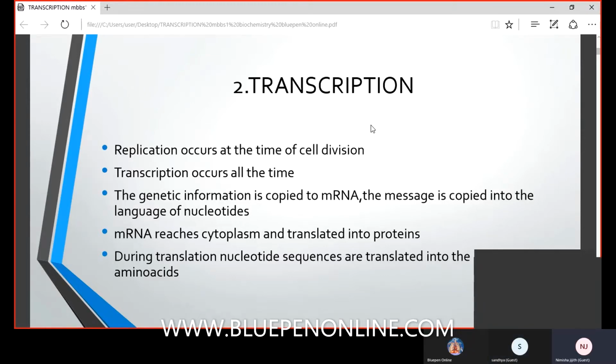But in case of translation, what happens? The language is different. What happens to that language? That is translated.